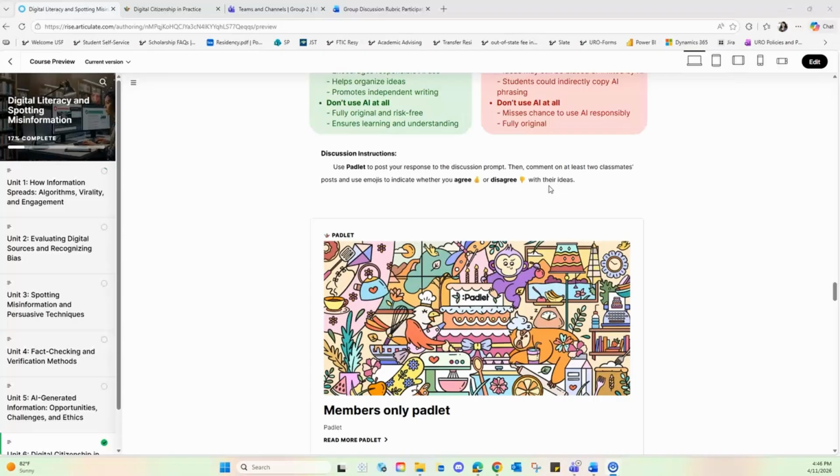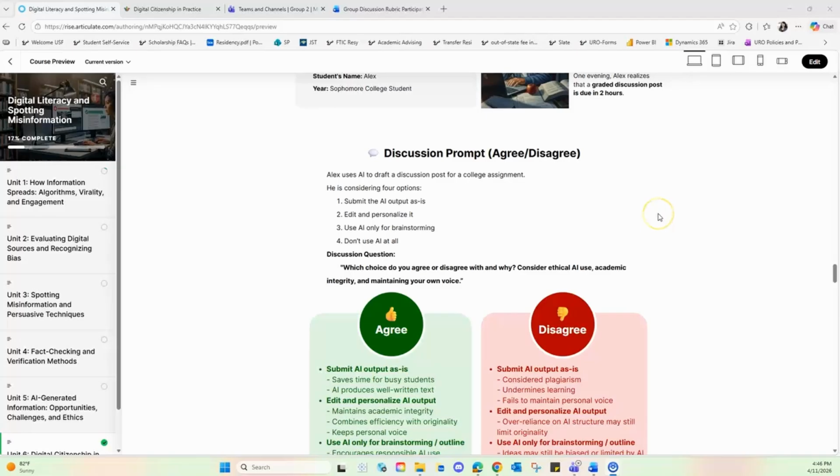We also use the Community of Inquiry framework. Students build cognitive presence by analyzing Alex's decision and weighing different choices. Social presence develops through peer discussion and response in Padlet. And teaching presence is built into the structured prompts and guided, supported learning process. Overall, the goal is for students to actively learn from one another while practicing responsibility and ethical decision-making in real academic situations.